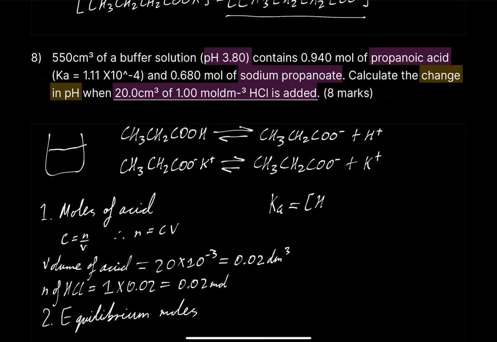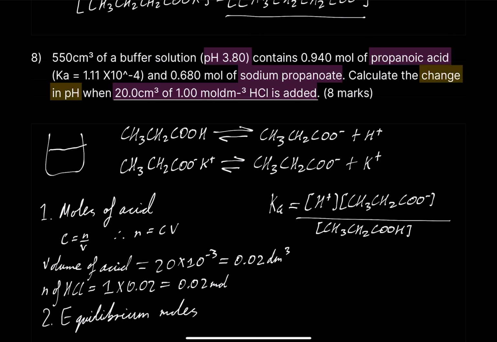Any equilibrium constant is your products over your reactants. So Ka is equal to H plus multiplied by the propanoate ions, CH3CH2COO minus, over propanoic acid.